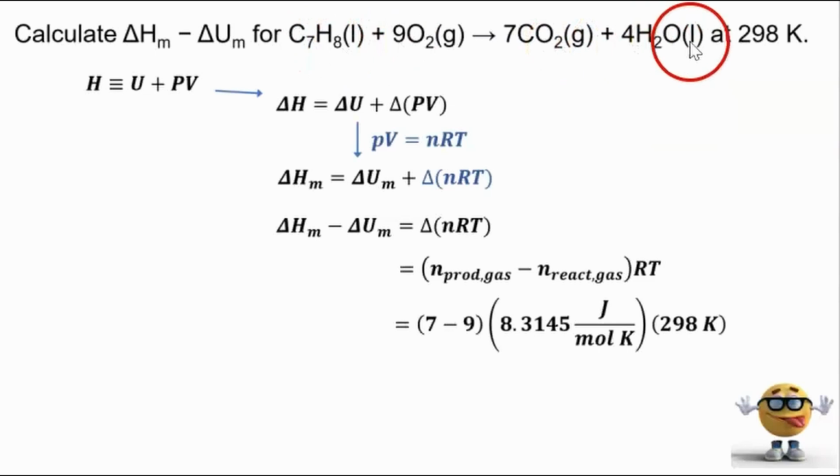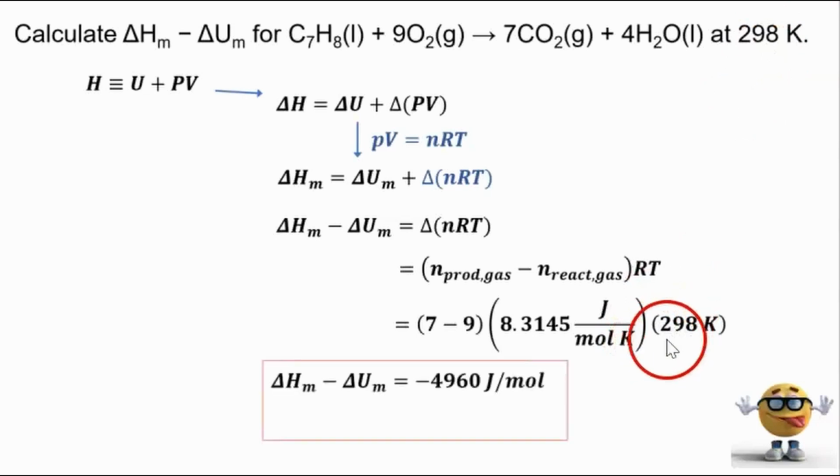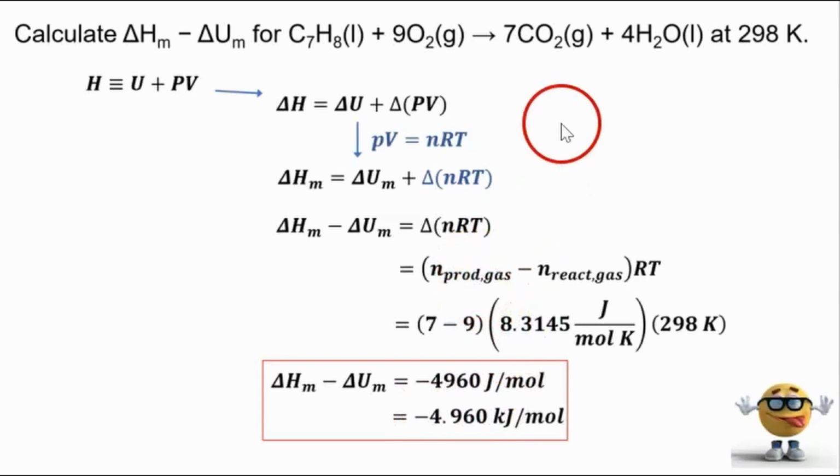Now this reaction will produce energy as heat, and it might heat up. But imagine the reactants are at 298 Kelvin. It reacts, and then we allow it to cool back down to 298 Kelvin so that overall the temperature is constant. So we just plug that in, and the difference is negative 4,960 joules per mole, which is the same as negative 4.960 kilojoules per mole. It's negative because the volume goes down because we are reducing the number of moles of gas.